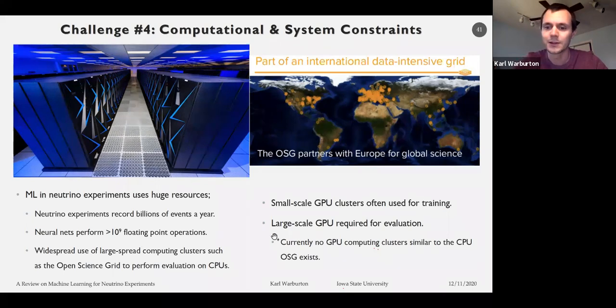However, a similar partner for GPUs doesn't really exist, and so this is a fundamental problem for rolling out widespread usage of machine learning algorithms. Small GPU clusters are relatively inexpensive. They're really only suitable for training, and so we need these large-scale GPUs for performing actual evaluation. There are some things that you can use, like the cloud, but that quickly becomes prohibitively expensive.